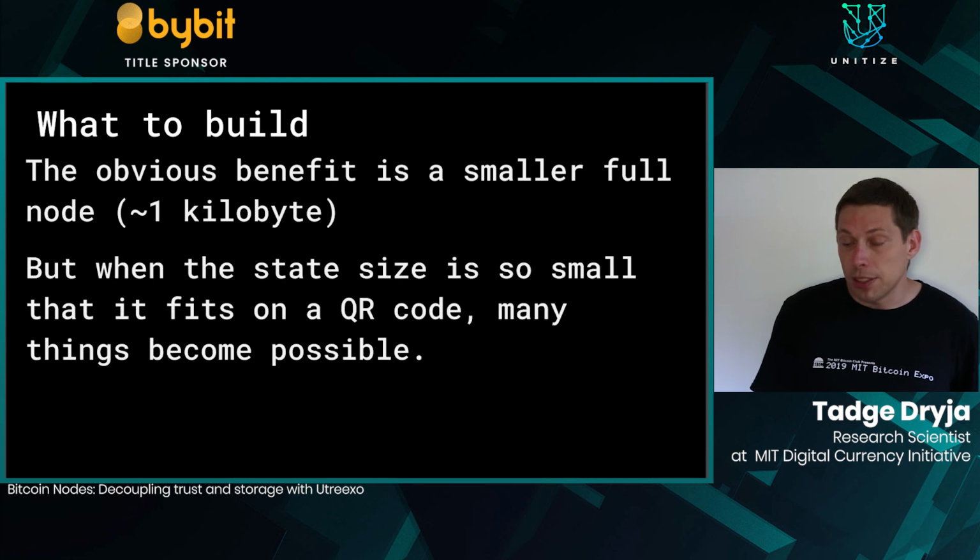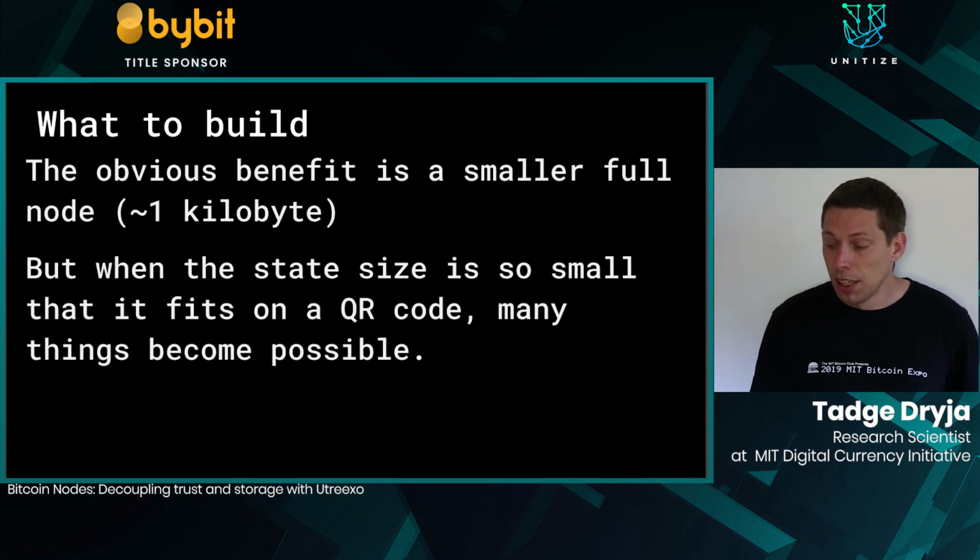So what does this buy us? What can you do with this? Well, the obvious benefit is your full node is now tiny. So instead of taking up a lot of space and having a lot of disk IO, it doesn't. It also leads to a lot of cool things you can do. When the state size of your system is so small, it'll fit on a QR code, and so you can copy it around easily. You can do a lot of cool things.